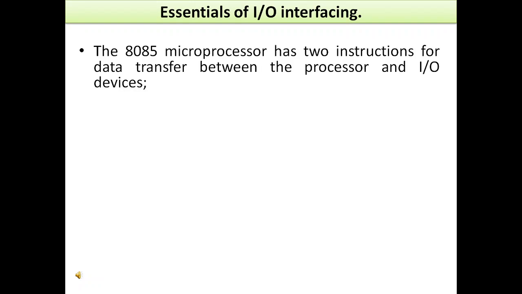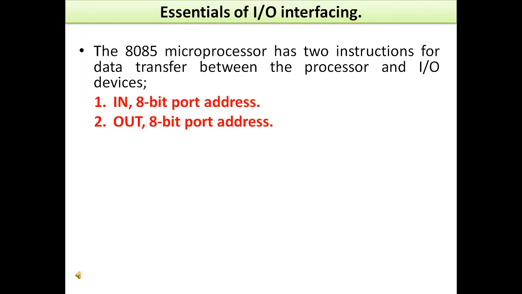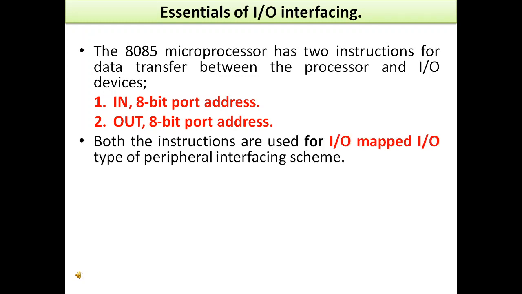The 8085 microprocessor has two instructions for data transfer between the processor and I/O devices. I/O here means input and output devices. The two instructions are IN followed by an 8-bit port address, and OUT followed by an 8-bit port address. Both these instructions are used for the I/O mapped I/O type of peripheral interface scheme. I/O mapped I/O is often known as peripheral mapped I/O also.